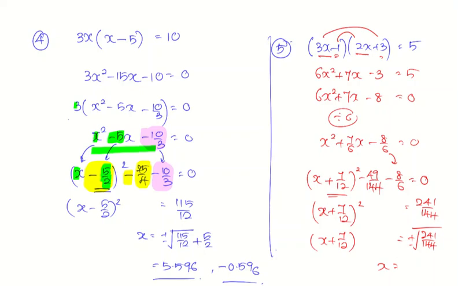If I put positive, then I will get this. If I put negative, negative 1.877. You should have these 2 answers.